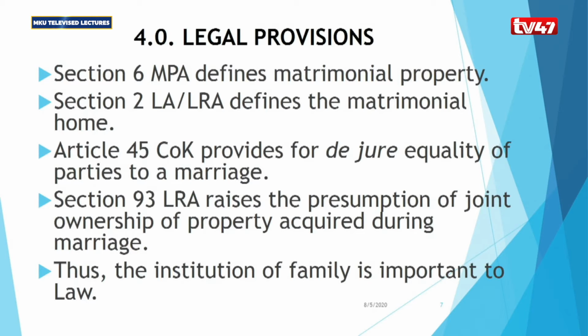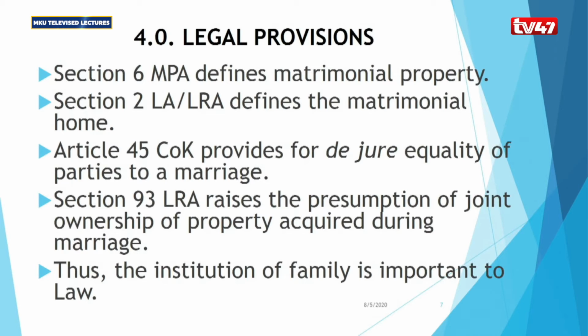But the law is very keen on the property relationships of persons in a marriage. And Section 93 of that statute, the Land Registration Act, raises a presumption of joint ownership of property acquired during marriage, especially if this property is land. So in layman's terms, what do we mean under Section 93? We mean that even if one party acquired property and wrote that property in their own name, as long as that person is married, Section 93 says that, look, that property is owned jointly, and a court of law will deal with it as such.